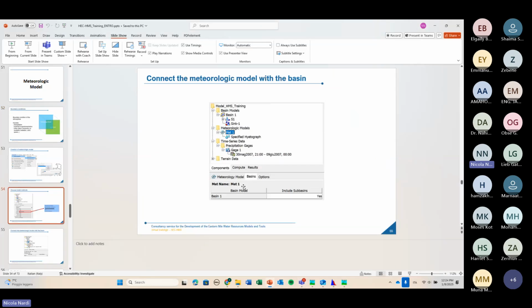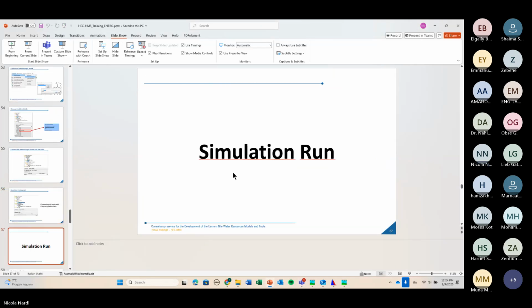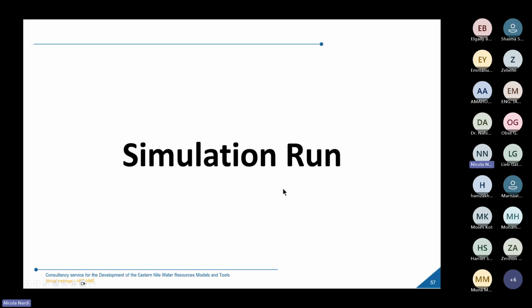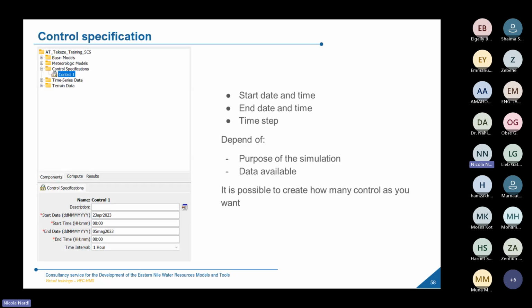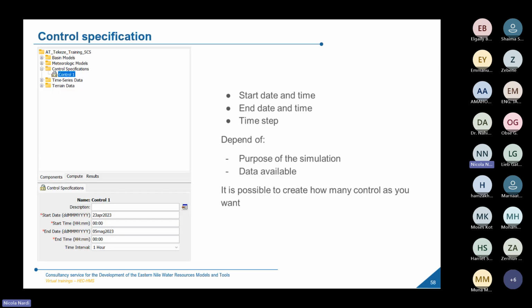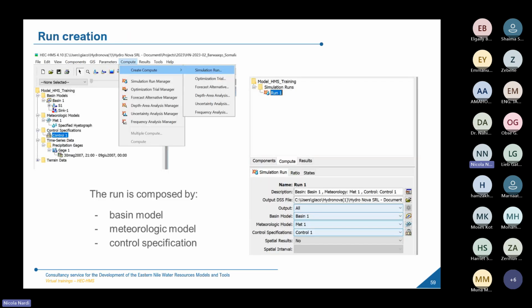Okay, let's move back to the presentation. Finally, we can create and run the simulation. Well, we can run the simulation. The creation is really an easy thing. Okay, we have created our control specification. We need to create the simulation run.